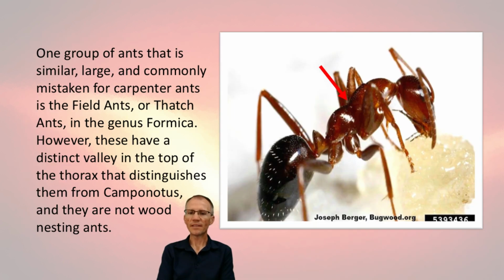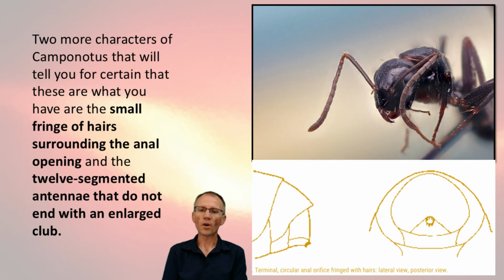One group of ants that is similar, large, and commonly mistaken for carpenter ants is the field ants, or thatch ants, in the genus Formica. However, these have a distinct valley in the top of the thorax that distinguishes them from Camponotus, and they are not wood-nesting ants.